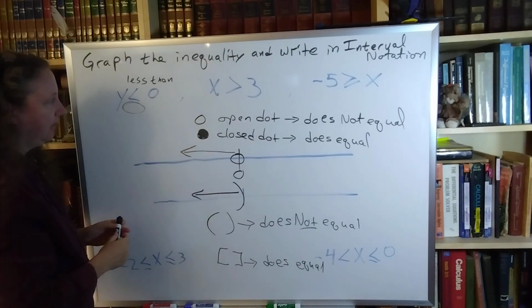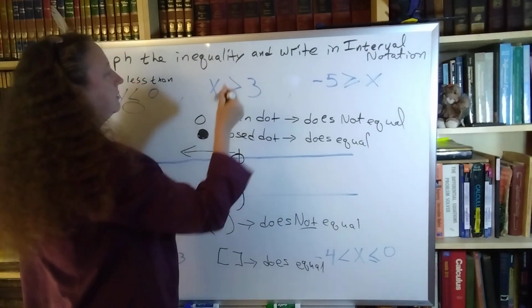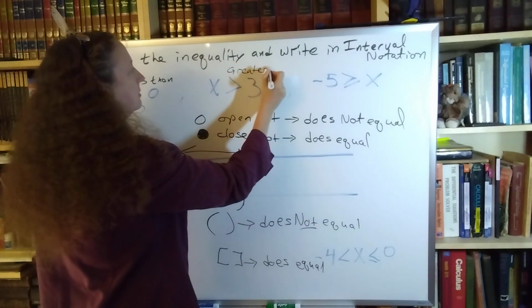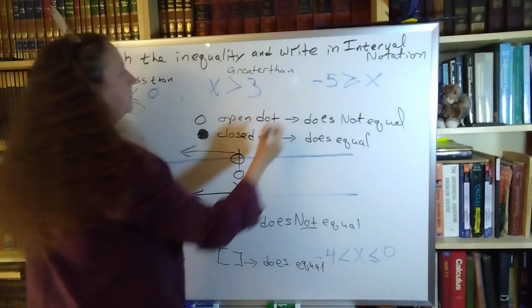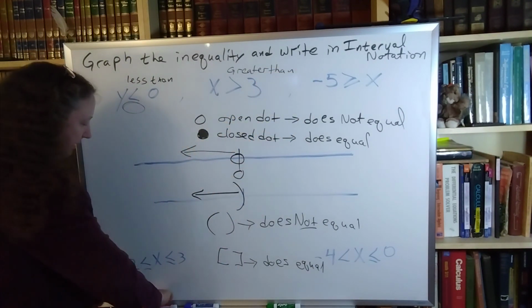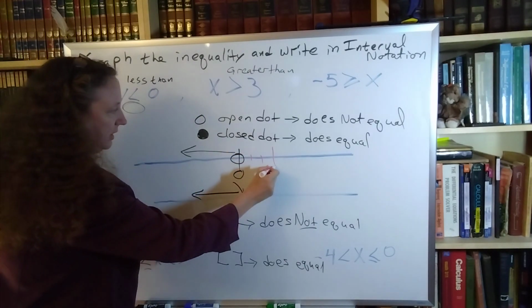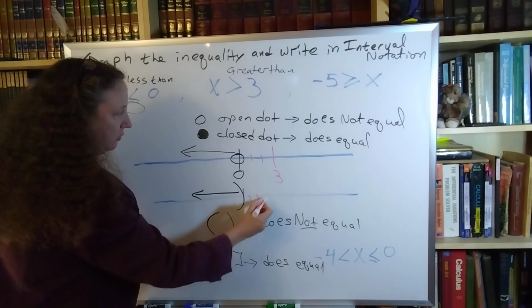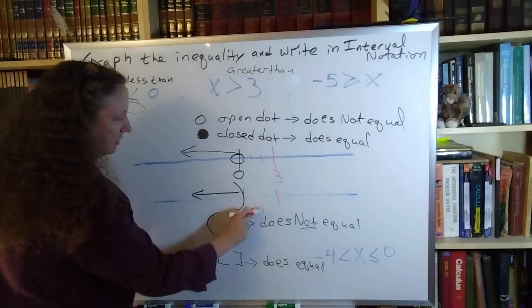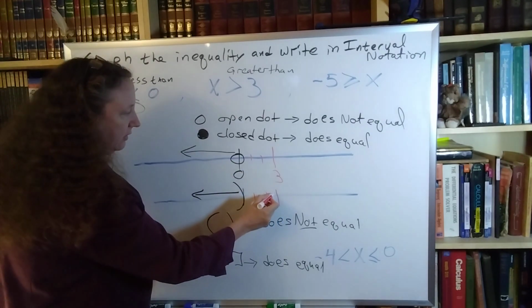So looking at the second example, we have x is greater than 3. This is the greater than symbol. So here, I want to find 3. So I would have 1, 2, 3. 1, 2, 3. Should be spaced equally. I am not the best of artists. So there's 3.